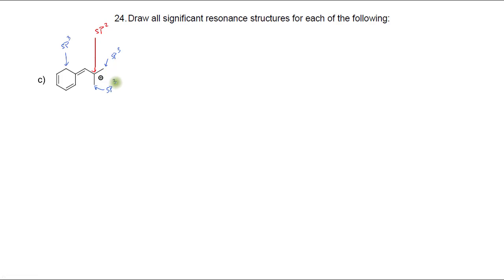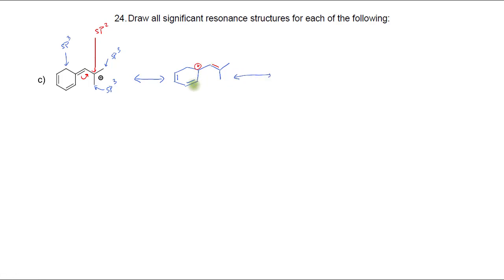So for my resonance, I can move these electrons from this sp2 double bond to form a bond there. So I have a double bond there. These two are the same. And my positive charge is now on this carbon right there, where I took the electrons out of.